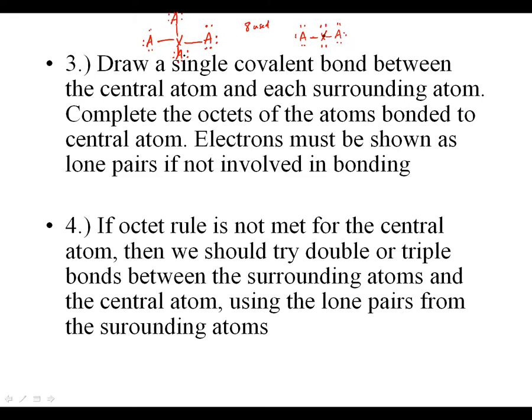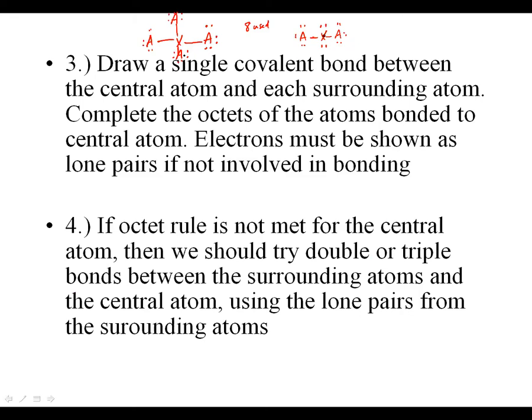And again, the octet rule means that they have 8 total electrons around them. The only exception is, again, hydrogen, that should have just 2. And if something does not have 8, that is the point where you should make a double bond or a triple bond to try to fix it.